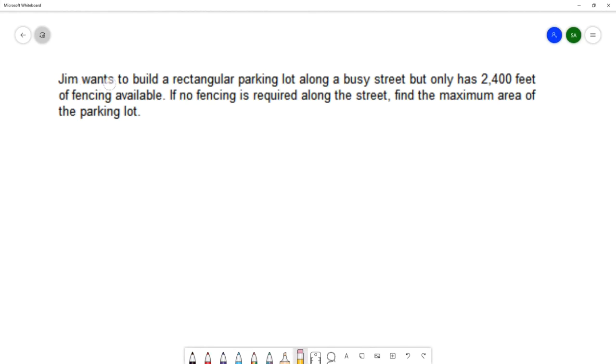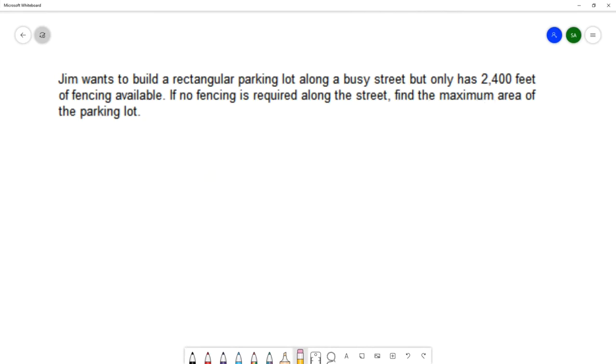Jim wants to build a rectangular parking lot along a busy street, but only has 2,400 feet of fencing available. If no fencing is required along the street, find the maximum area of the parking lot.